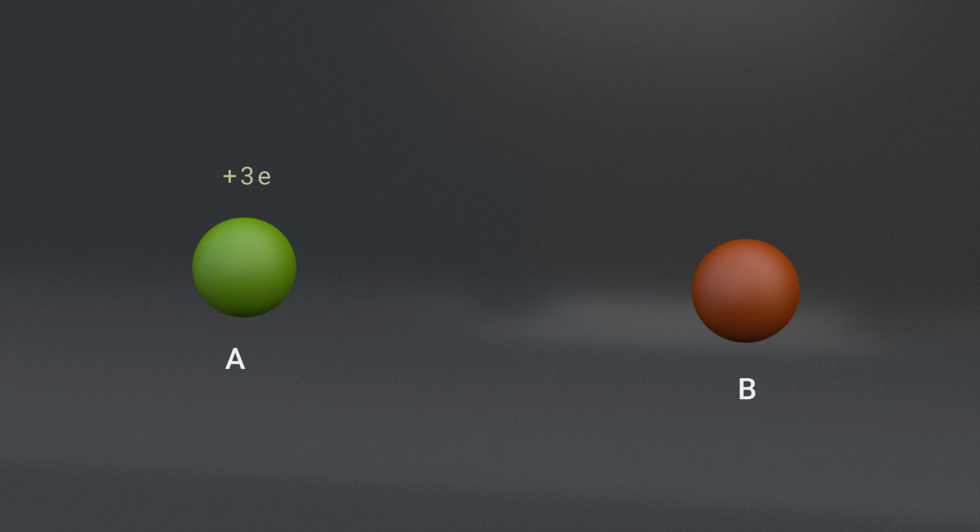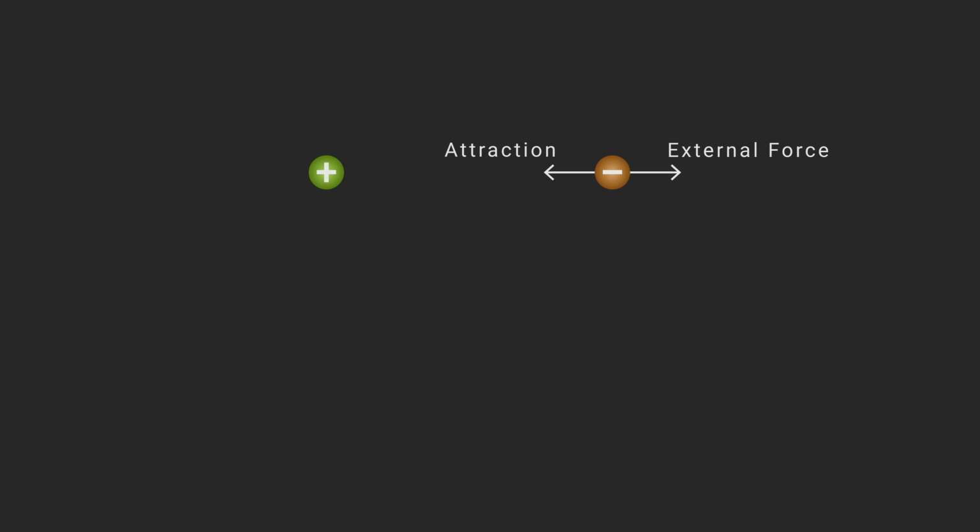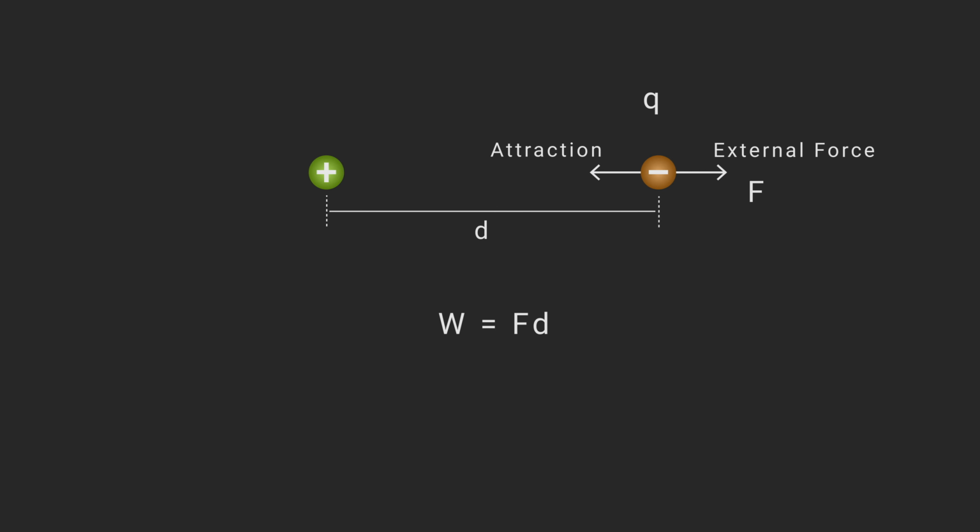But charge separation doesn't happen on its own. Since opposite charges attract each other, to separate them we have to apply a force. Let's say we are separating Q charges by applying a force F over a distance d. The work done by this force is W equals Fd. Actually, electrostatic force varies with distance, which requires integration to figure out the work done by the force. But here we are not going into that.